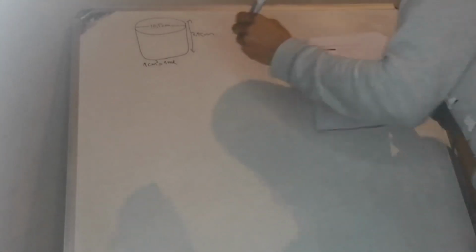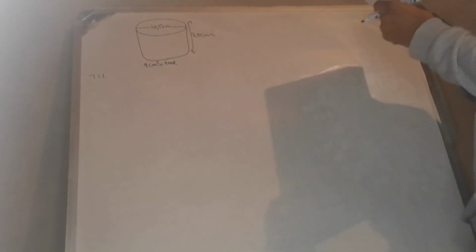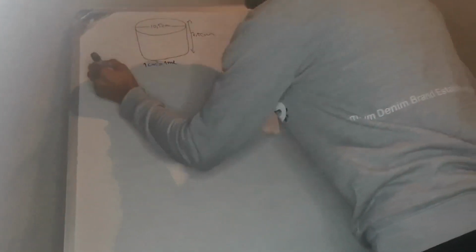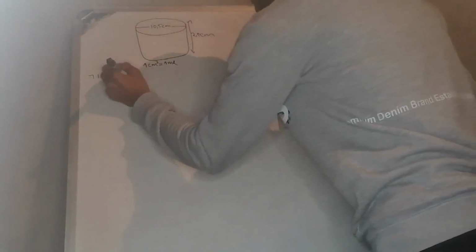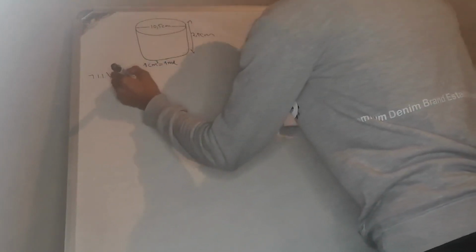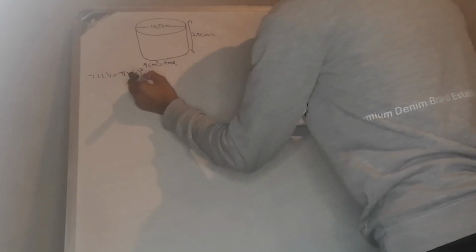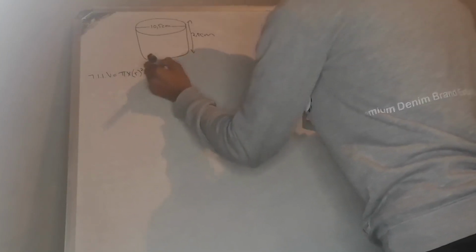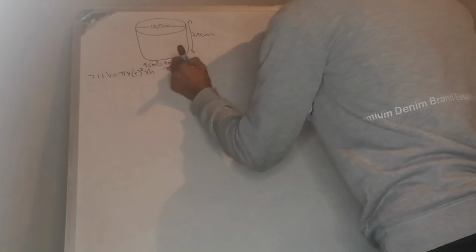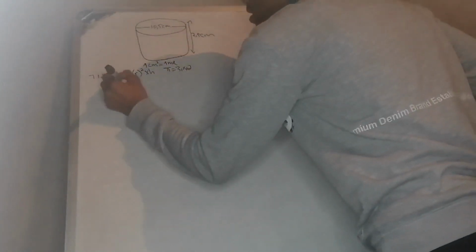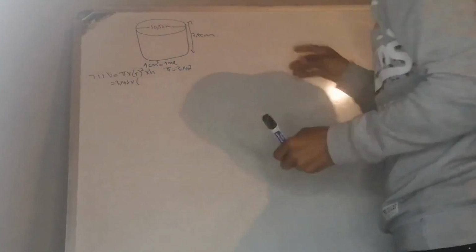Right. And they say to us, calculate the actual capacity, which is the volume of the can, in 7.1.1. Calculate the actual capacity of the can using the formula volume of a cylinder equals pi multiplied by the radius squared, multiplied by the height. They say we must use pi 3.142. That is fine. I can say 3.142 times the radius.